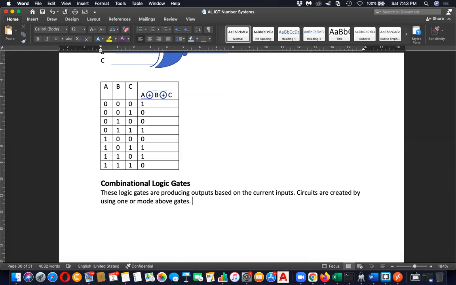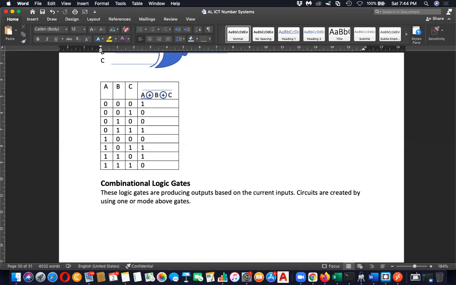Okay, let me explain the meaning of this. What's the meaning? These logic gates are producing outputs based on current inputs. That means it works on the input given now, just like a switch and a bulb. If you turn the switch on, the bulb turns on at that moment. If you turn the switch off, the bulb turns off. So it depends only on the input given now.